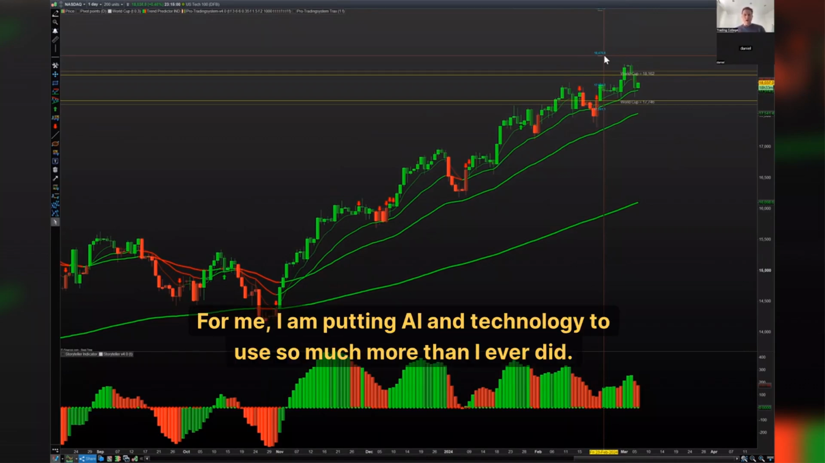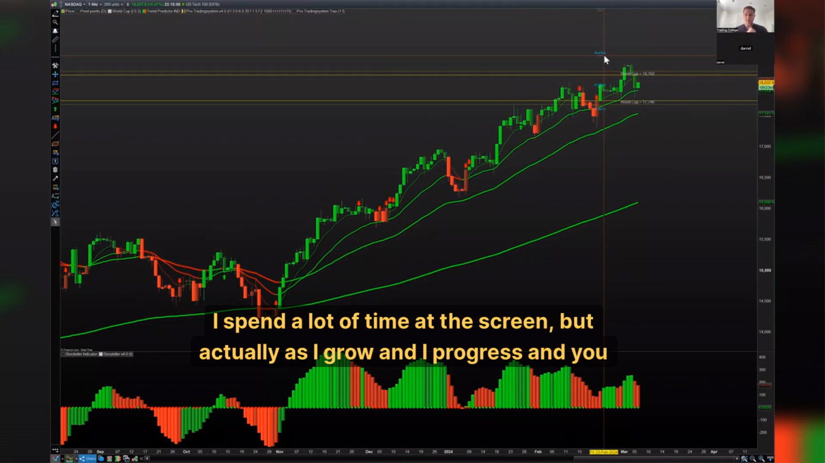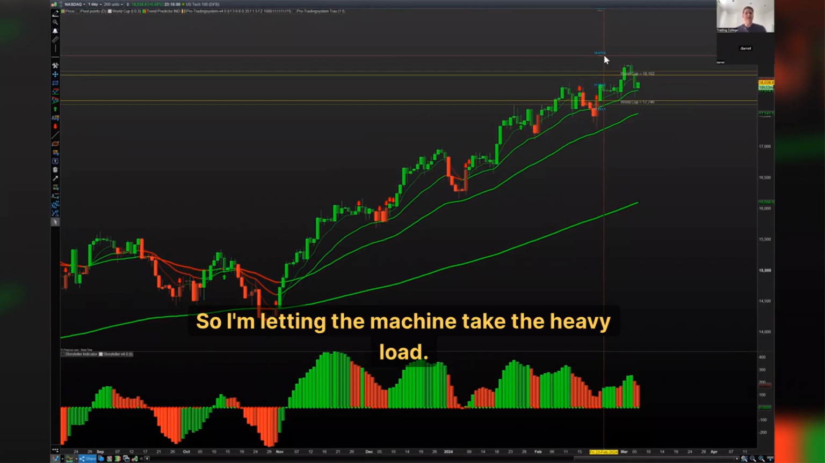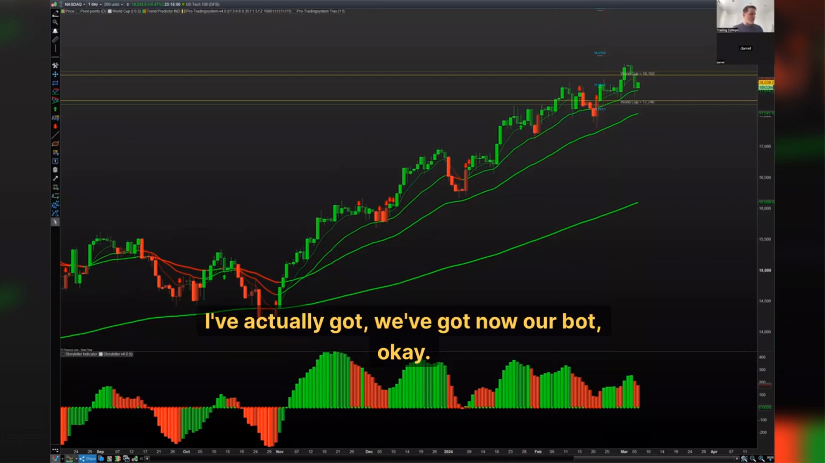For me, I am putting AI and technology to use so much more than I ever did. I'm a day trader. I spend a lot of time at the screen, but as I grow and progress and get a little bit older, I just want freedom. So I'm letting the machine take the heavy load. I take the buys and the sells that the machine gives me, and I'll just pause that share there.